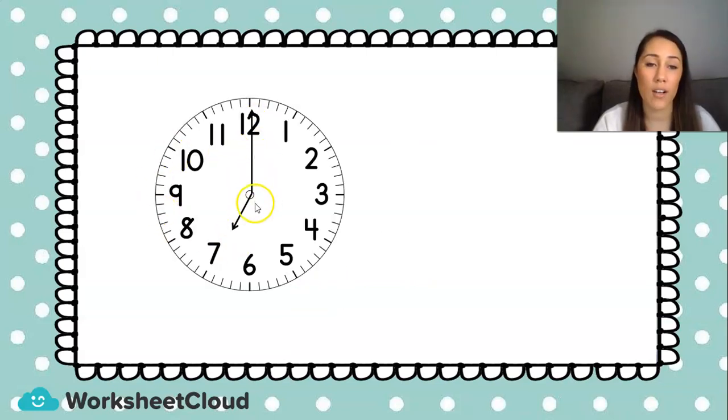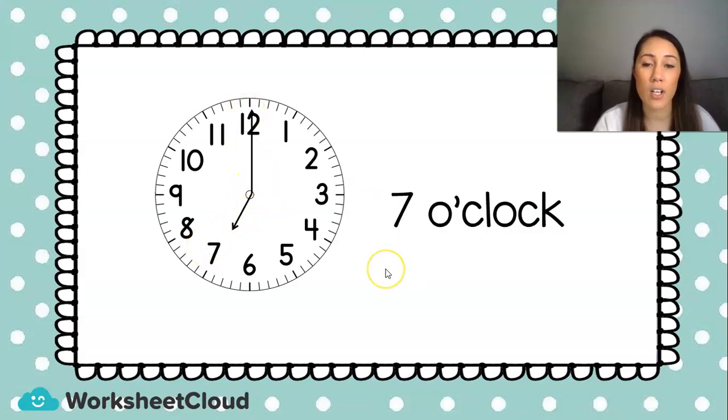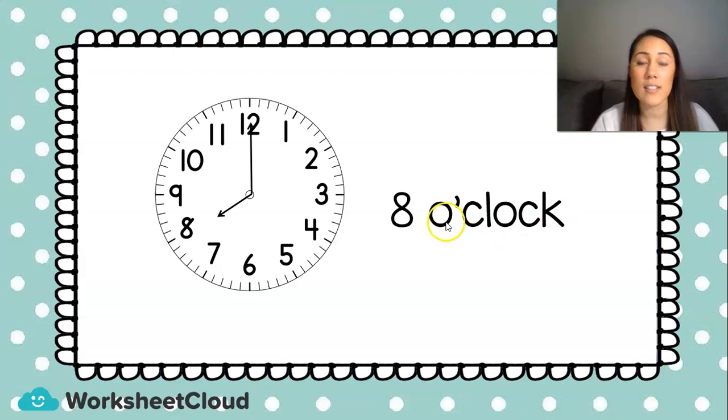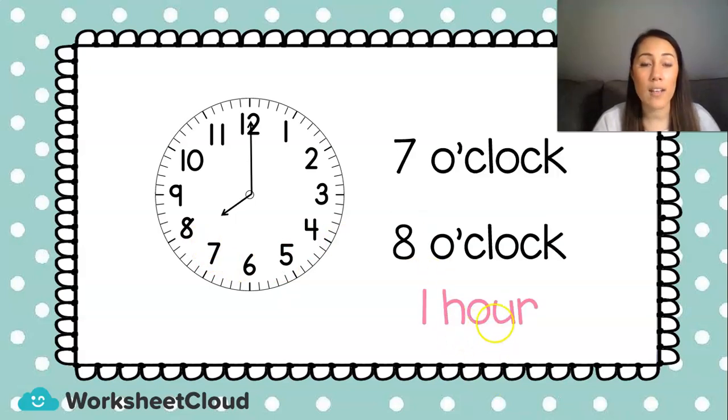Now, when the long hand is on the 12, we're going to look at 7 o'clock again. And now this long hand is going to tick, and it's going to tick all the way around the clock. And can you see that short hand is also moving very slowly and all the way around. And now it is 8 o'clock. And as that long hand went all the way around the clock, 60 minutes has passed. So from 7 o'clock to 8 o'clock is 1 hour. It's just 1 hour later.